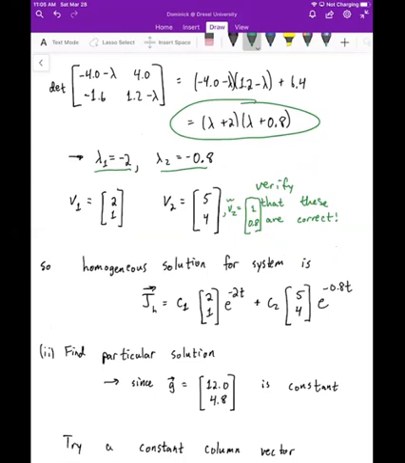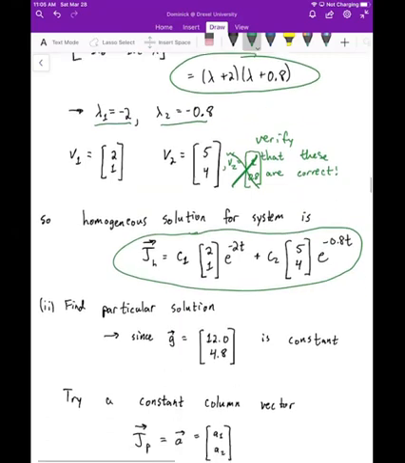Okay, but anyway, if I use the V1 and V2 that I have here, then your general solution for the homogeneous system looks something like this. So this is the same setup as the tank problem, where you have your constants times your eigenvectors times your e to the eigenvalue terms.